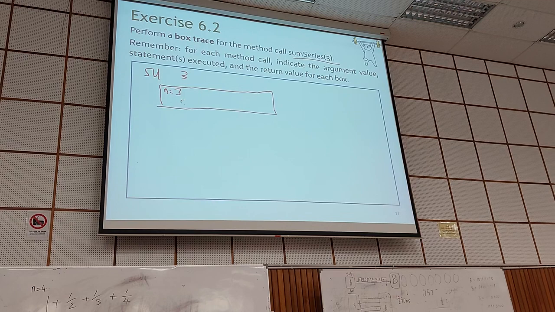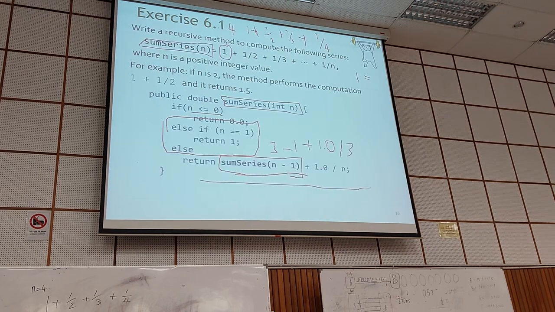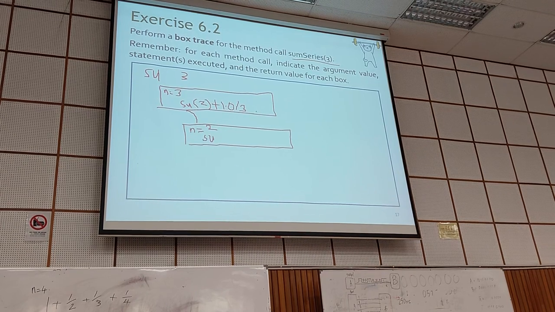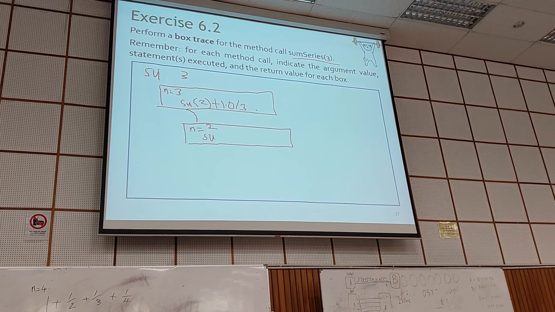So sum will be sum of 2 plus 1.0 divided by 3. Okay? Alright? So here, sum of 2, then we have to go down another box. N equal to 2. So what will be your sum? Alright, can you figure it out? By now you have already figured it out. So can you tell me what's the value of it?